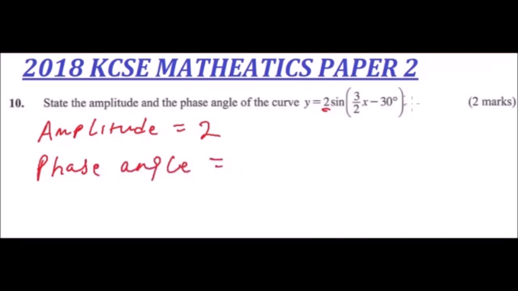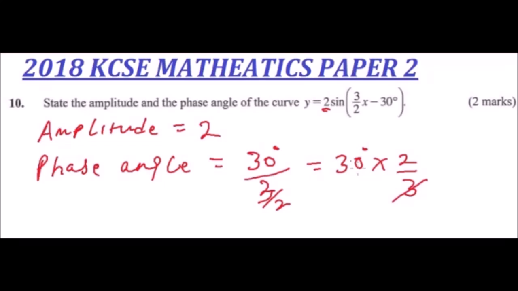Then phase angle. Here we have minus 30. So we say the phase angle is 30 degrees. You divide by the constant that is multiplied by the x. So here we divide by 2 over 3, and this is going to give us 30 multiplied by 3 over 2. So we cancel there, we get 20 degrees. So the phase angle is equal to 20 degrees. So that's how you get your 2 marks.